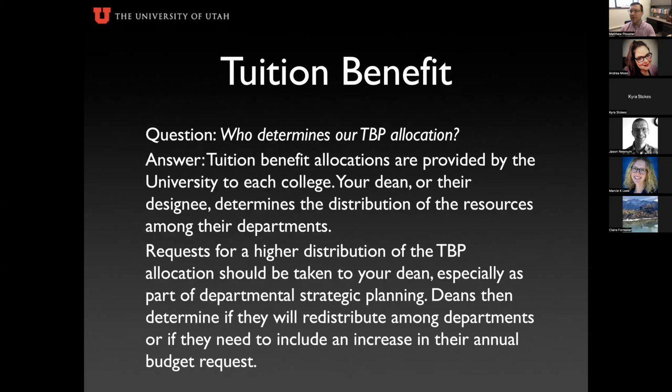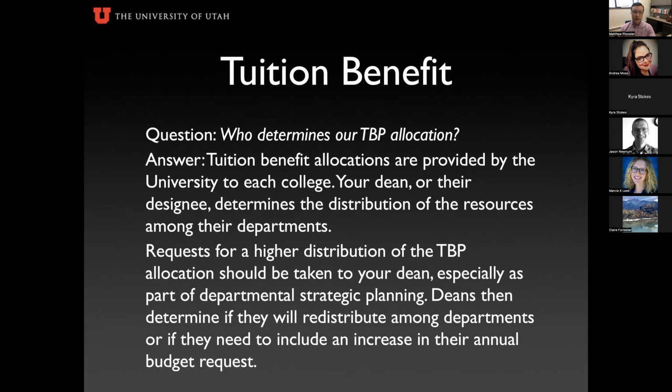Who determines our tuition benefit allocation? Your department's tuition benefit allocations are provided by the University of Utah to each college and school. Your dean or their designee determines the distribution of the resources among the different departments. So the School of Medicine dean will determine what all the departments in School of Medicine receive. The College of Humanities dean will do the exact same, or their designees, quite frequently the college finance director or finance dean. Requests for a higher distribution of tuition benefit allocation should be taken to the dean, whether that's by you, your director of grad studies, or your department chair.